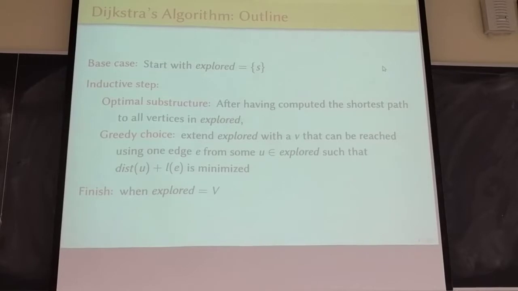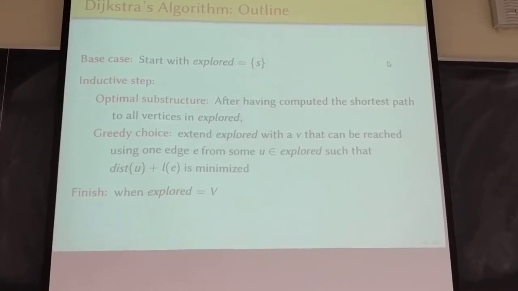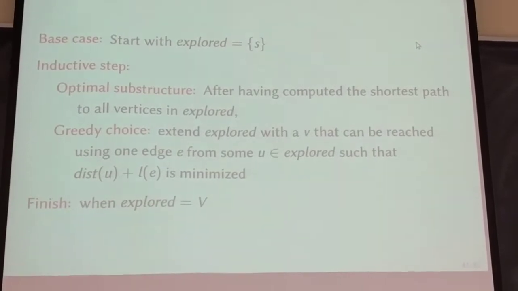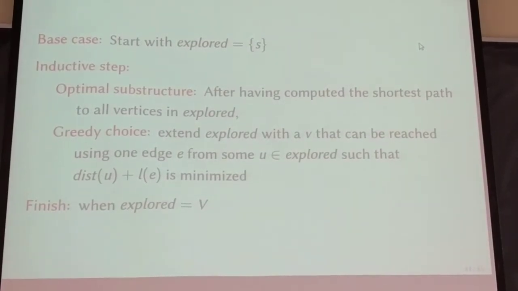The algorithm is actually quite simple. We'll go through it at a high level. You start with this set called explored. These are the vertices to which you already found the shortest path. At any point during the algorithm, there is a subset of vertices to which you already computed the shortest path. Essentially, each step of the algorithm is concerned with expanding this explored set by one more vertex.